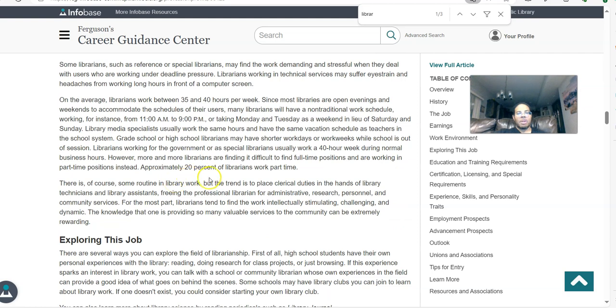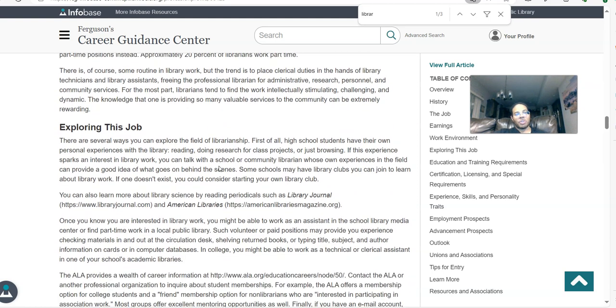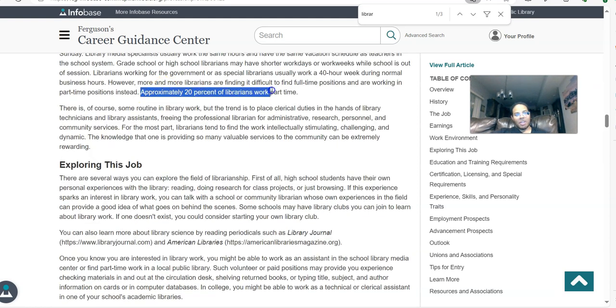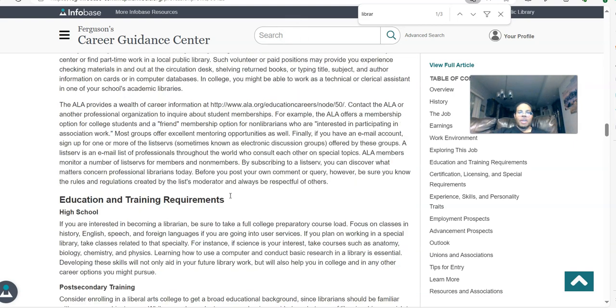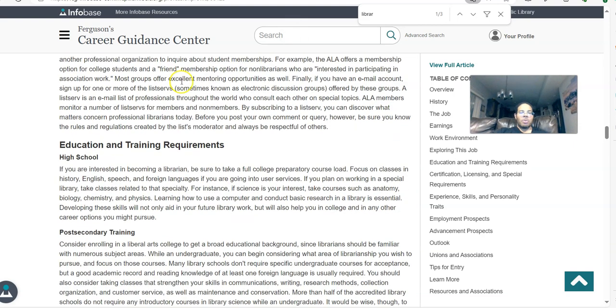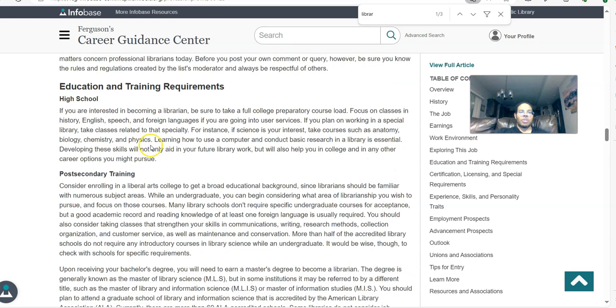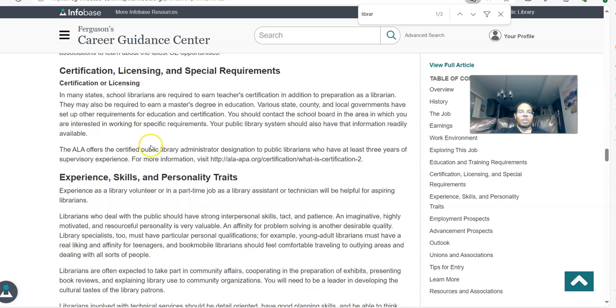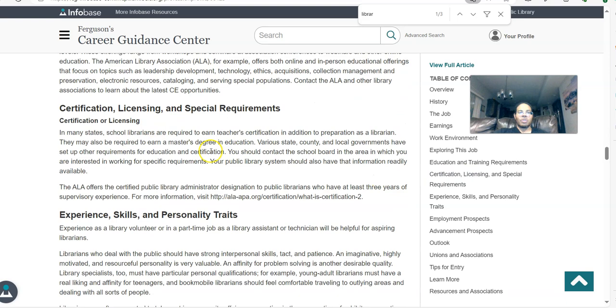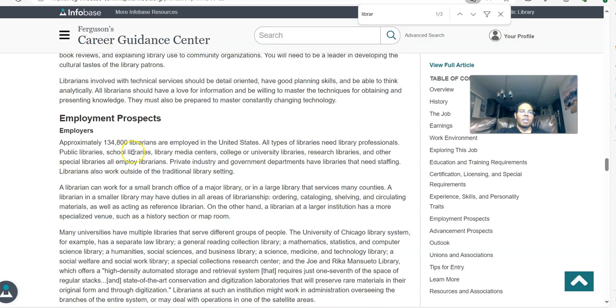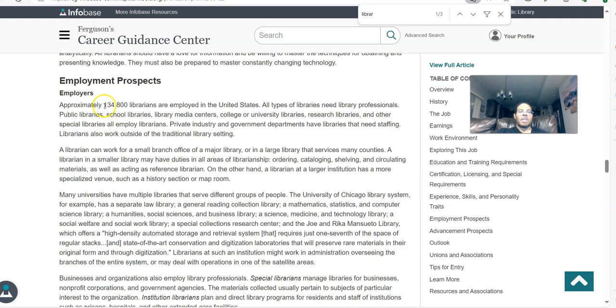If they're full time, but approximately 20% of librarians are part time. You can see that right there. And then you've got these other things, exploring the job, what your educational requirements are. You've got that. Let's keep scrolling. You've got certificates and that sort of thing, licensing. So I'll explain that. The experience you need, employment prospects is the big one. That's another big one, I should say, because salary is also a big one.